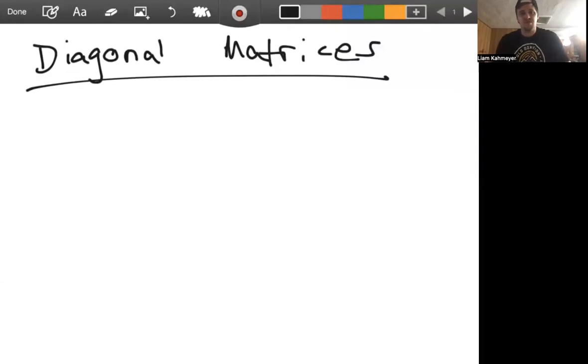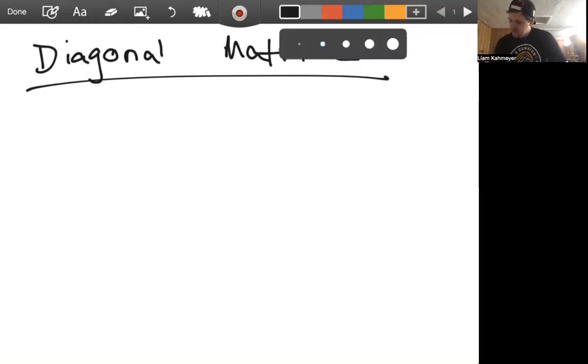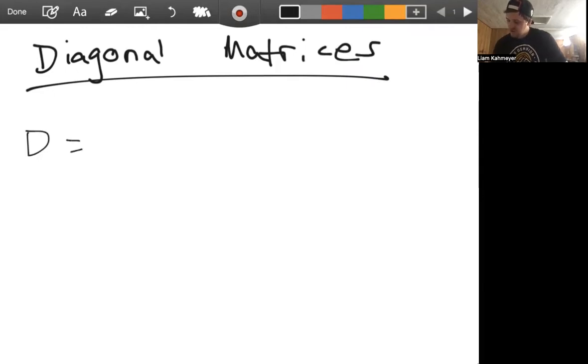Now that we've talked about similar matrices, let's talk about diagonal matrices. So what is a diagonal matrix, first of all? Well, let's just give a definition here. Let's say D is an n by n matrix, and I'll write this as D sub ij, for i and j between 1 and n.